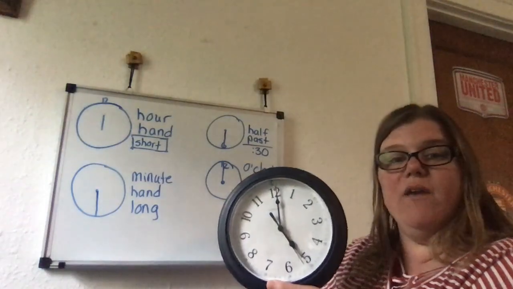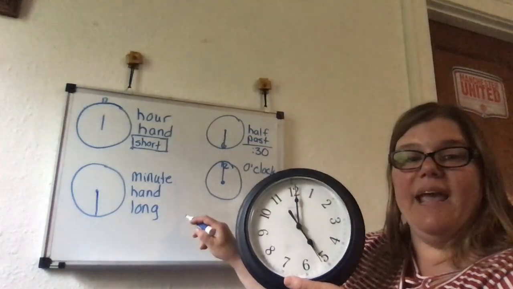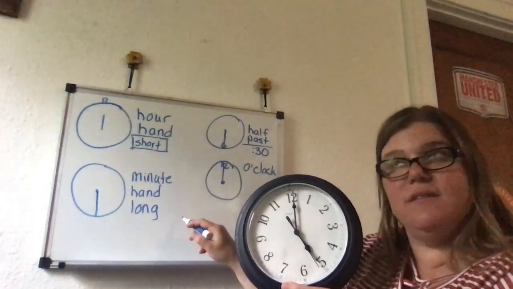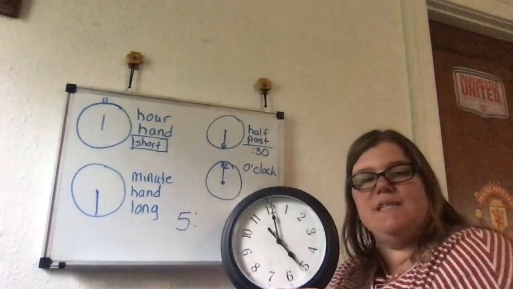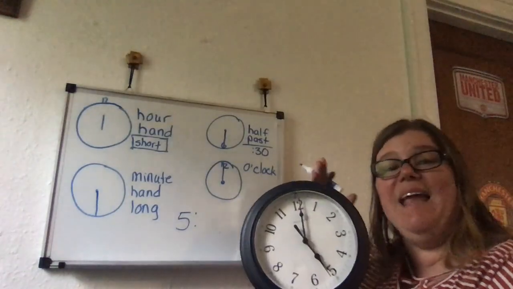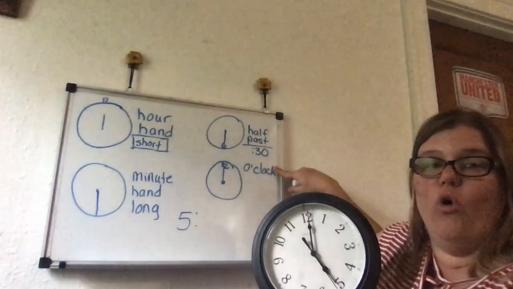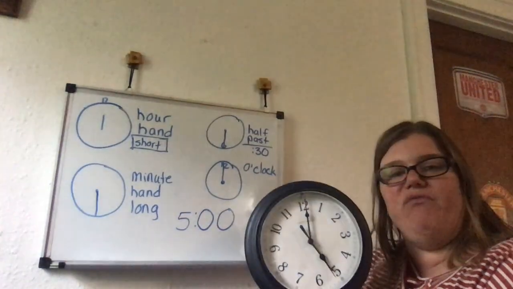Okay, what time is it? The hour hand, the short hand, is on the 5. Put a colon to separate the hour from minutes. The minute hand is straight up and down, which we know is o'clock. So it is 5 o'clock. If you got that, good job.